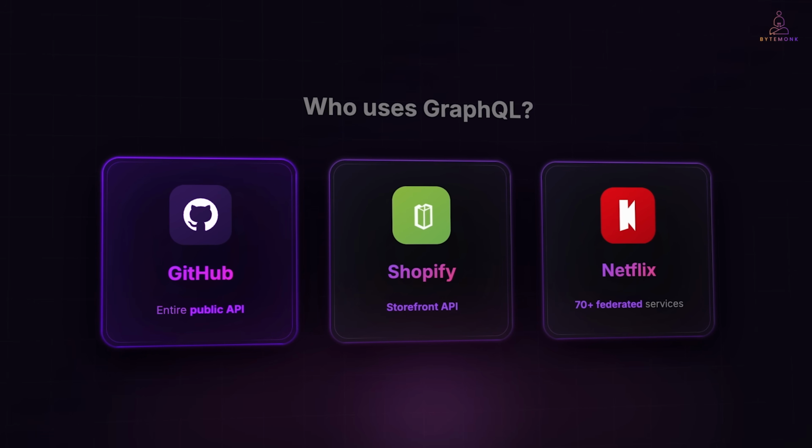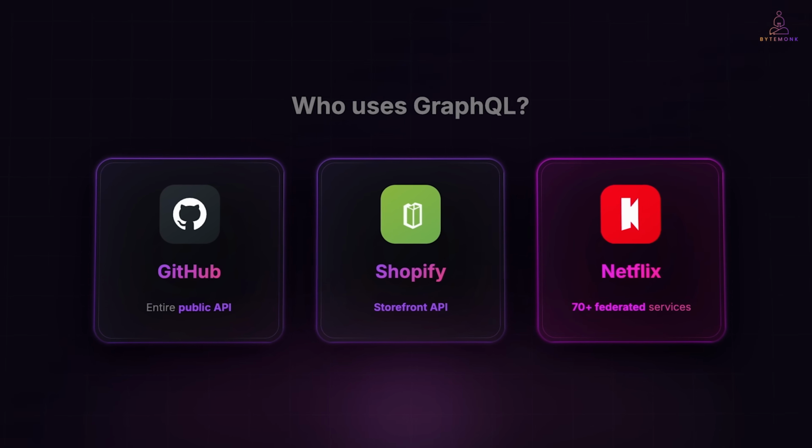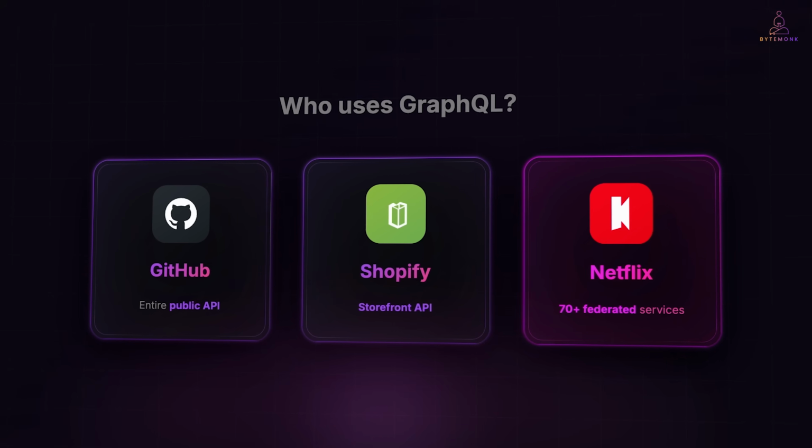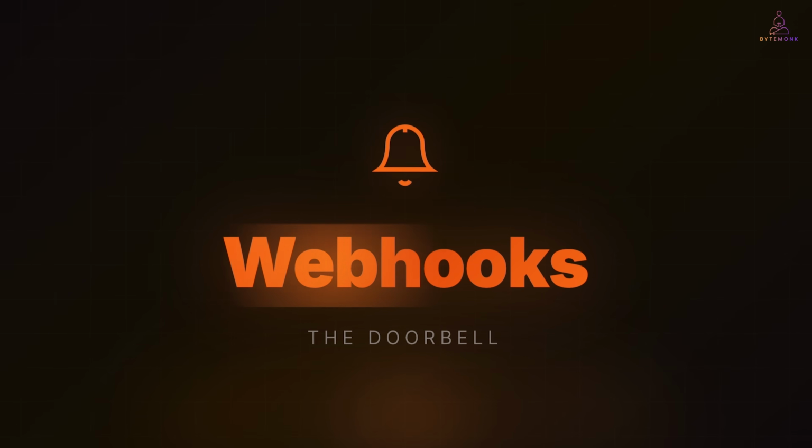GitHub's entire public API runs on GraphQL. So does Shopify. Netflix runs 70 plus federated GraphQL services handling billions of requests daily. Now, for a completely different approach, Webhooks.